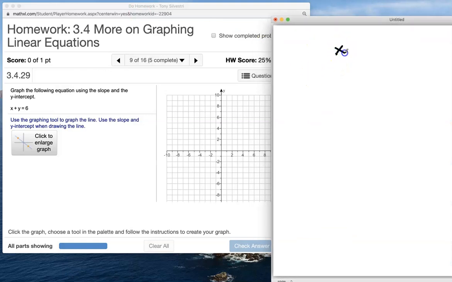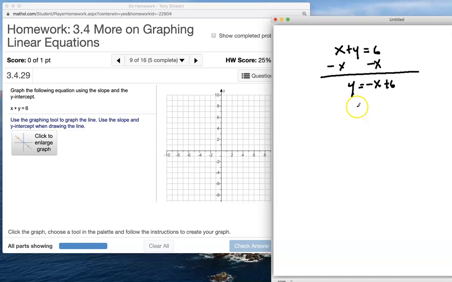Okay, x plus y equals 6. Now what they're saying is graph the following equation using slope and y-intercept. In other words, what they're saying is make this equation look like y equals something. That minus x can't be there, so get rid of it. Y equals negative x plus 6. Now that's your standard form, beautiful form.